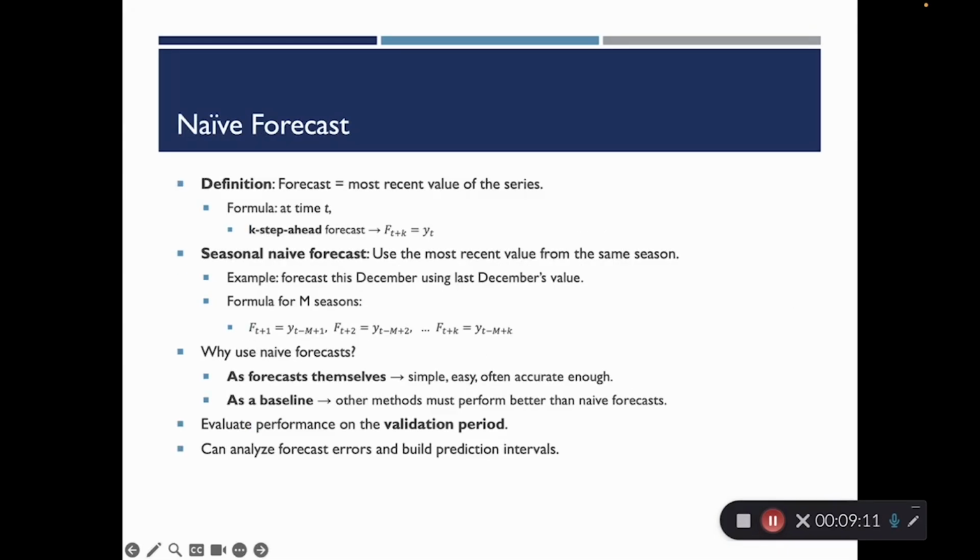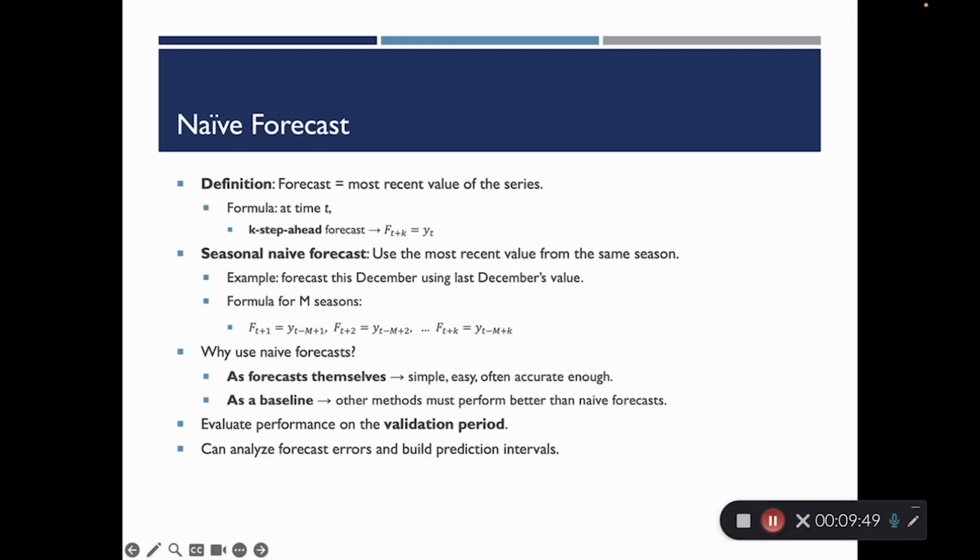Sometimes we are tempted to use the most sophisticated forecasting methods, but we should always keep naive forecasts in mind. What is a naive forecast? A naive forecast simply uses the most recent value of the series. And mathematically, if we are at time t, then the k-step ahead naive forecast is just the value of the series at time t. Very simple. And we're going to have an example when we move into R.